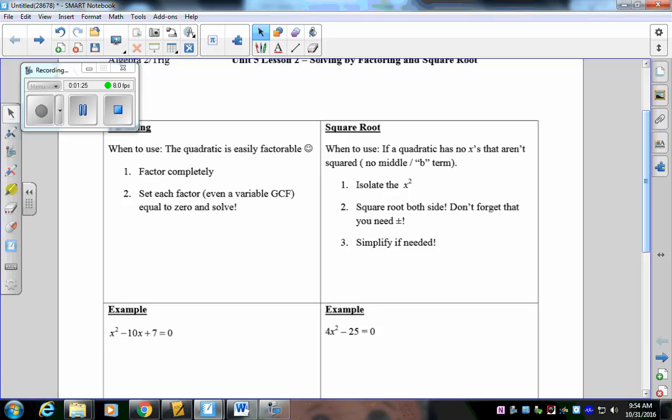All right, so factoring, when to use it. Once again, when you can factor. So our directions are pretty simple. Factor it completely, and then set each factor, even a variable GCF, equal to 0 and solve. And you'll see what I mean by that variable GCF shortly.